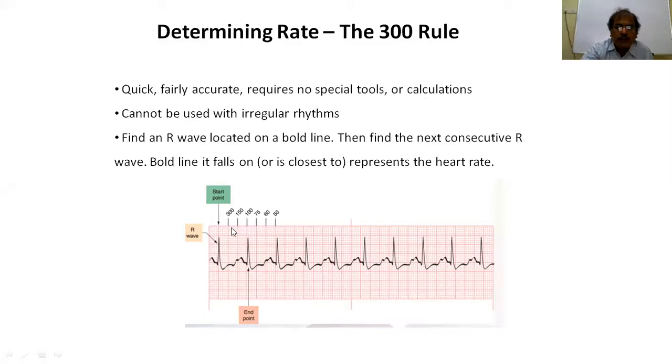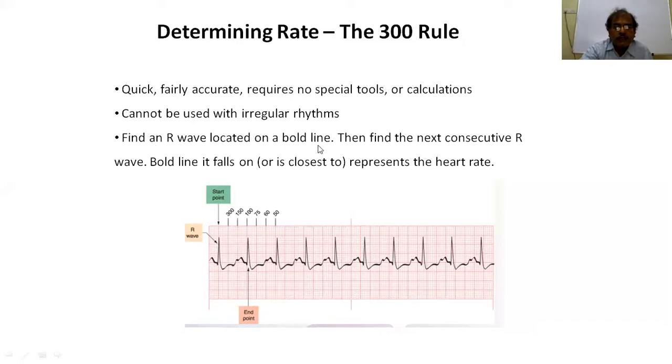But only one thing you have to remember: if 3 big squares are there, then it is 100. If 4 big squares are there, then it is 75. If 5 big squares are there, it is 60. So like that. This cannot be used with irregular rhythms. That is what I told you in the beginning. You must know the rhythm first. If you do not know the rhythm, then the method which you are utilizing for determination of rate may yield you wrong heart rate.